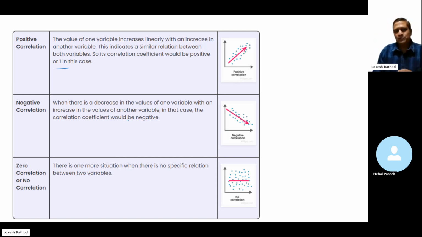Similarly, negative correlation. That is when one value is increasing, the other value is decreasing. So here the correlation coefficient will be negative. And zero correlation, so your correlation coefficient you get 0 or 0.1, 0.5, minus 0.3 or something like that. So data are scattered like this. Data are scattered, so there is no correlation, you can say.